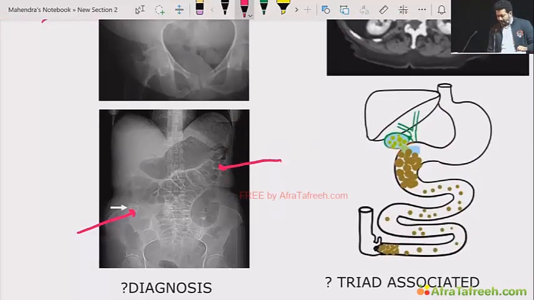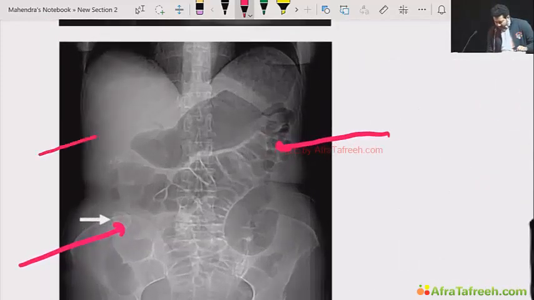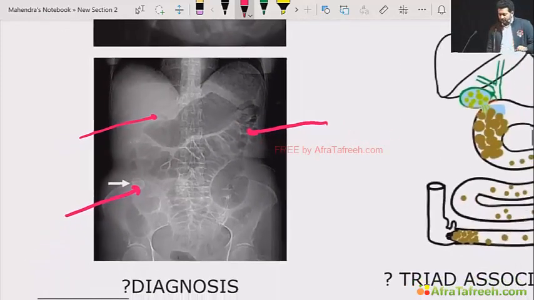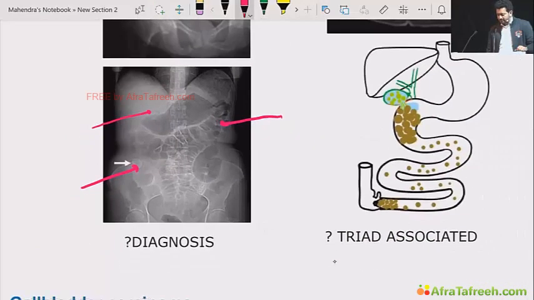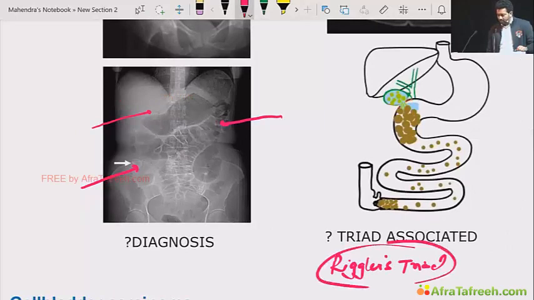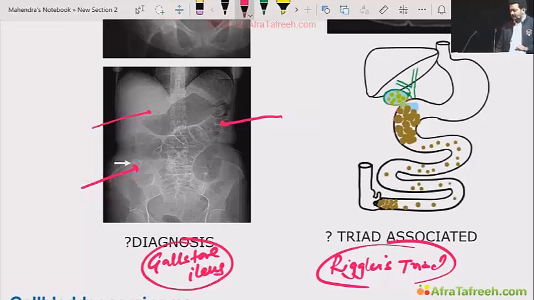This is showing a stone, dilated bowel loops, and if you look closely, you can see air in the biliary tree. So this is a triad known as Rigler's triad. What is the diagnosis? Gallstone ileus, where the gallstone comes into the intestine and causes obstruction in the terminal part of the ileum. That is gallstone ileus.